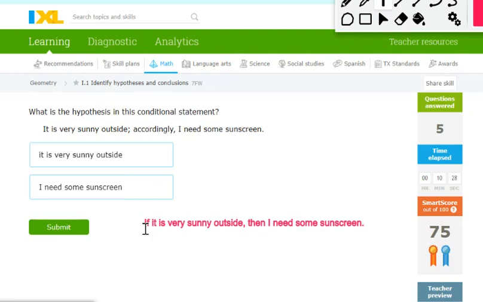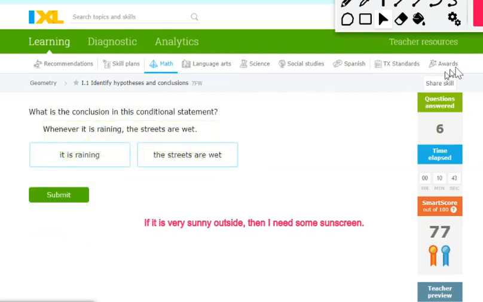And it makes sense if you say it to yourself in your head. You can say, "Hey, does this make sense?" And if it does make sense, it probably is correct, right? So we're looking at hypothesis, so the part that goes after the word if, it is very sunny outside, right? So I am going to select the first option here. Awesome. Okay. Let's try a couple more of these.